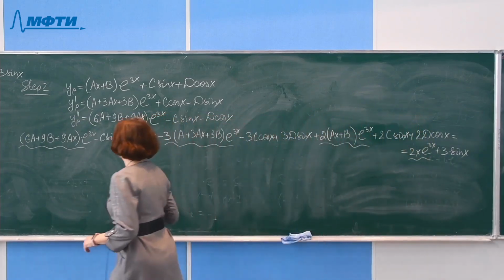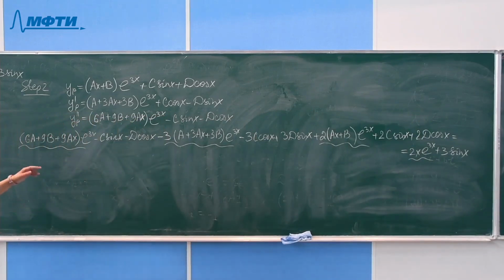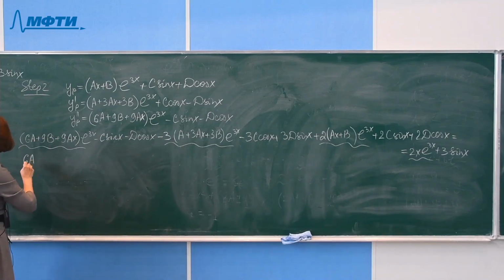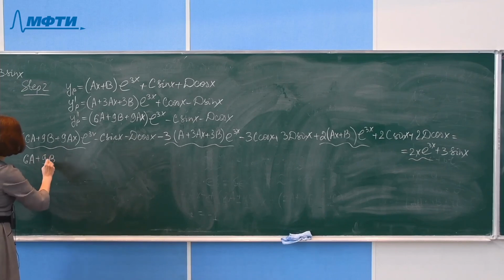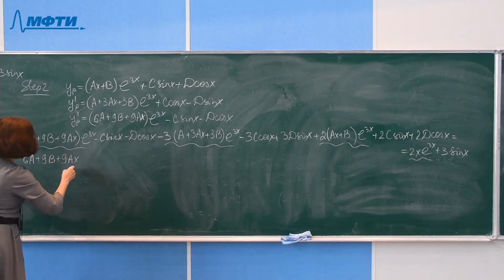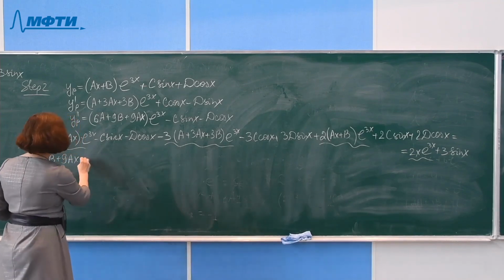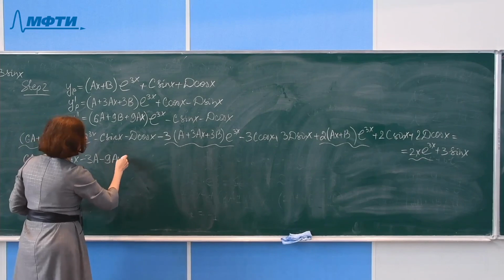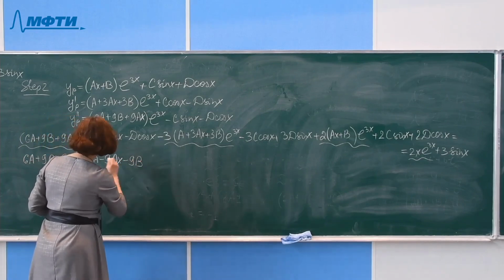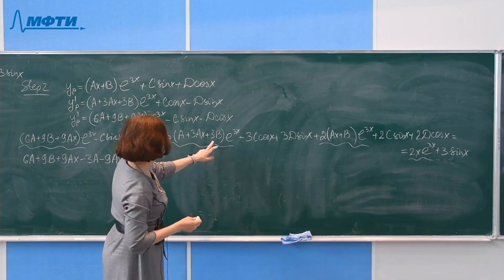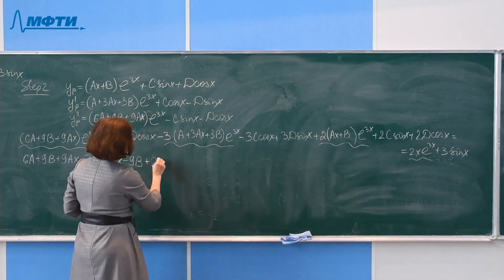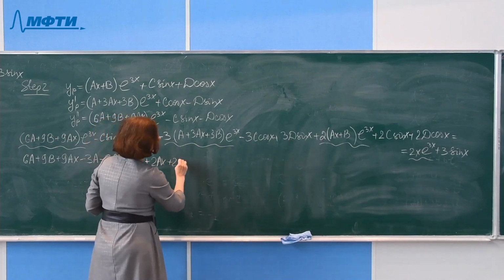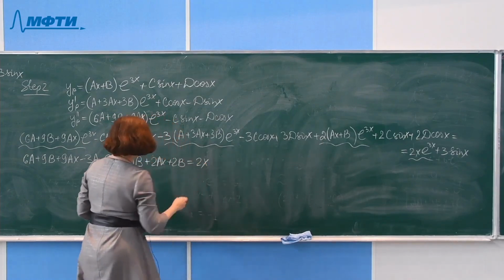And from this, we have the following. We may omit e to 3x because it is never 0. So we will get the equation 6a plus 9b plus 9ax. Next, minus 3a minus 9ax minus 9b from this, and plus 2ax plus 2b equals 2x.